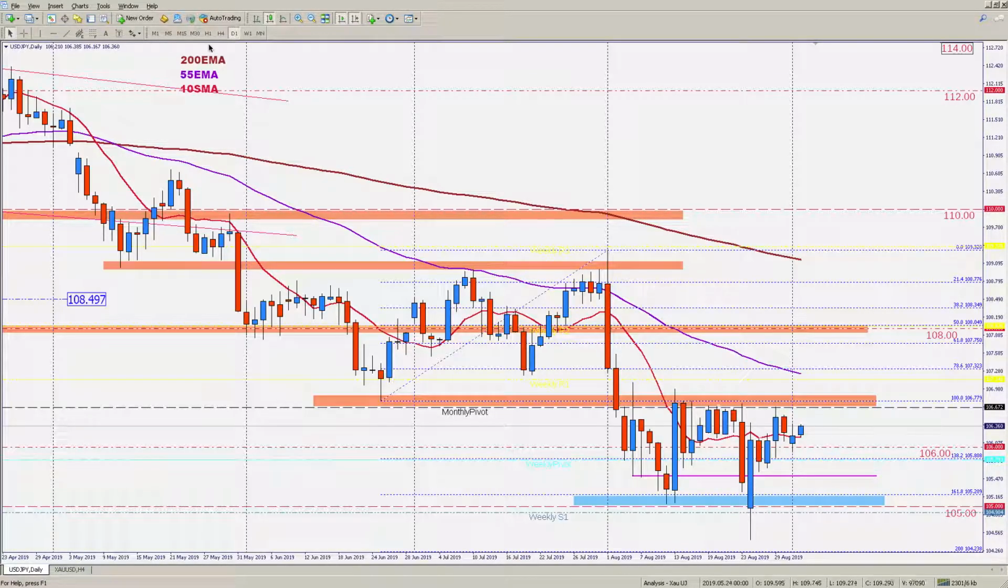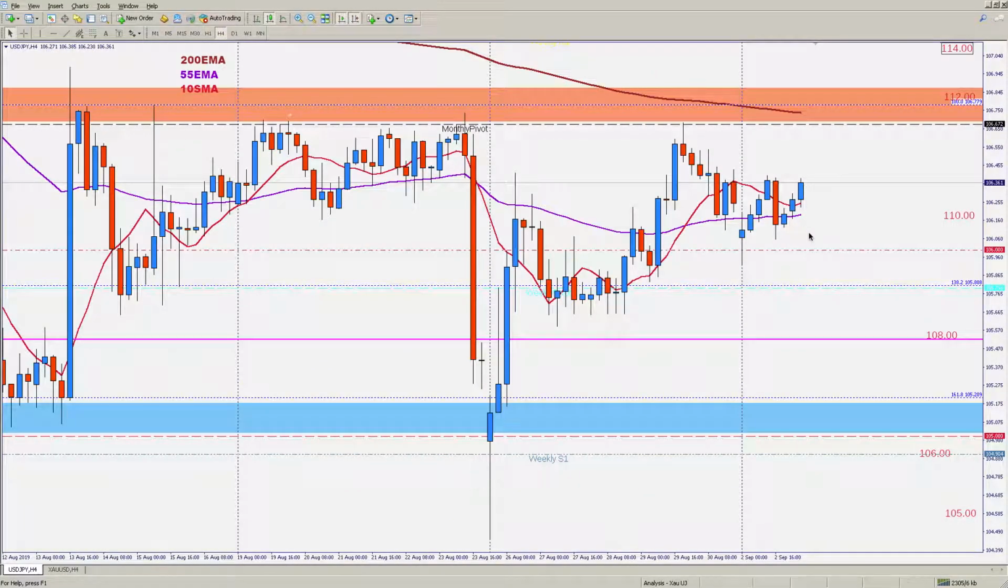Right. Meanwhile, it will try to consolidate until further news tonight from the PMI figures, and we'll see whether there's any opportunity to take on an intraday level.